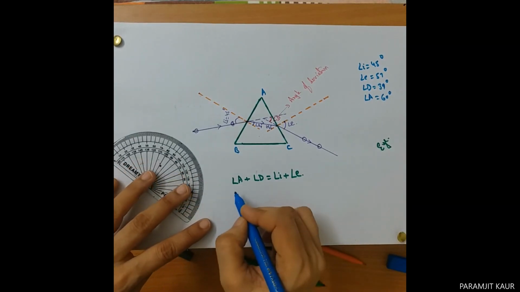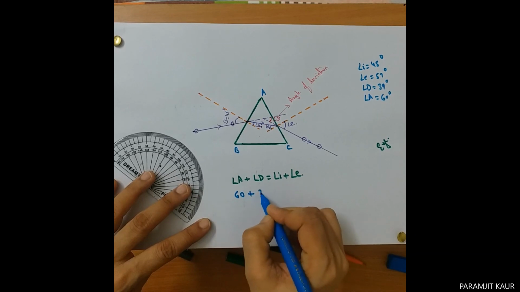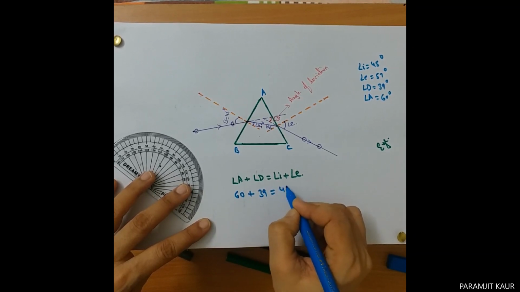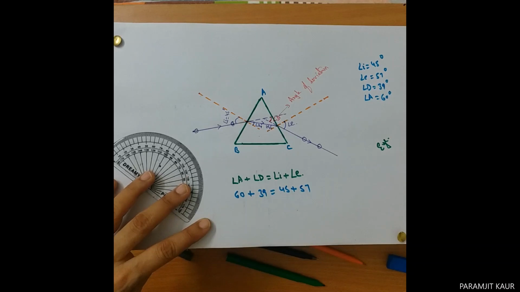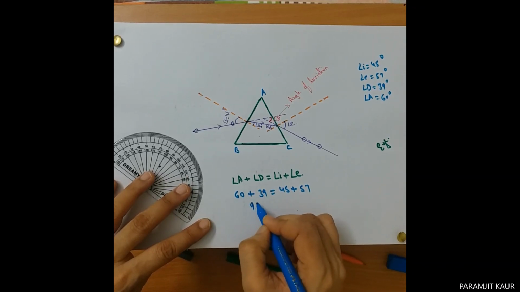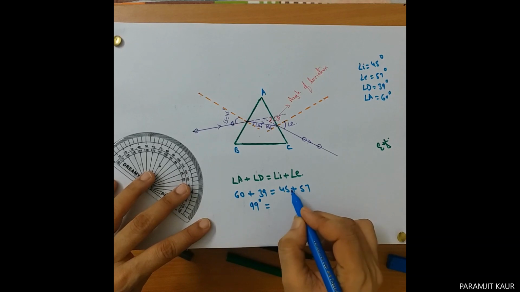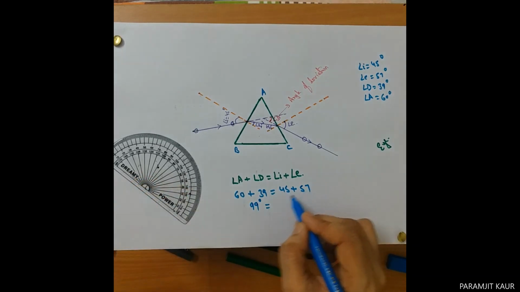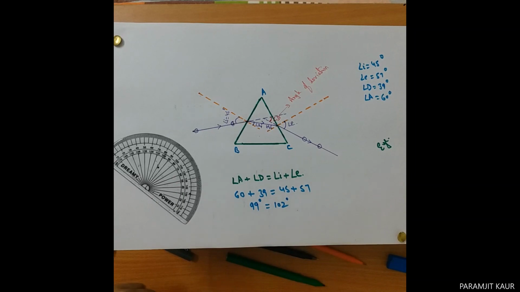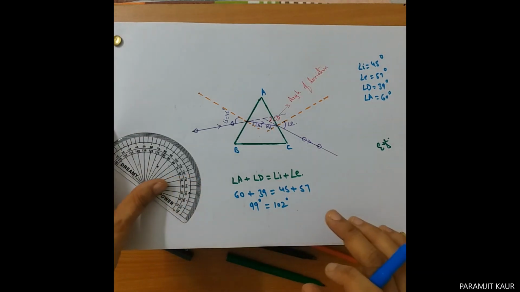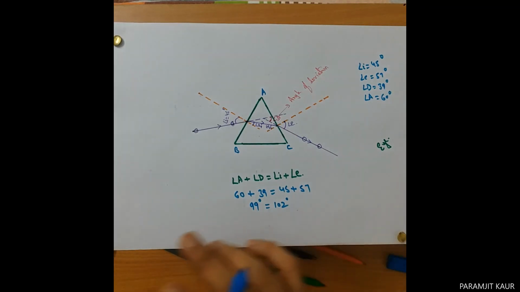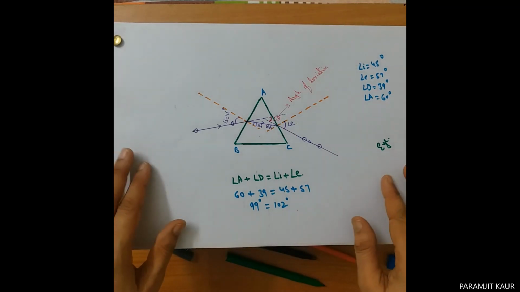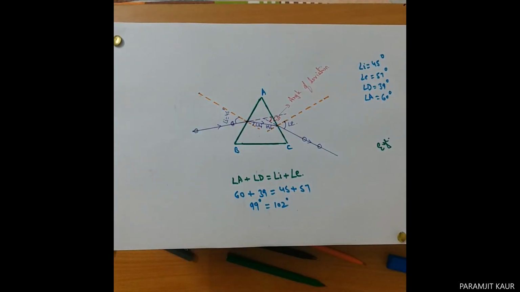Now if I put the values here, it is 60 plus 39 equal to 45 plus 57. Okay, so I get 99 degree on this side and on the other side I get 102 degrees. That means it is showing me a variation of 3 degrees. Alright, so there is a variation of 3 degree in this. A variation of up to 2 or 3 degrees is acceptable. So this is how we do the experiment.